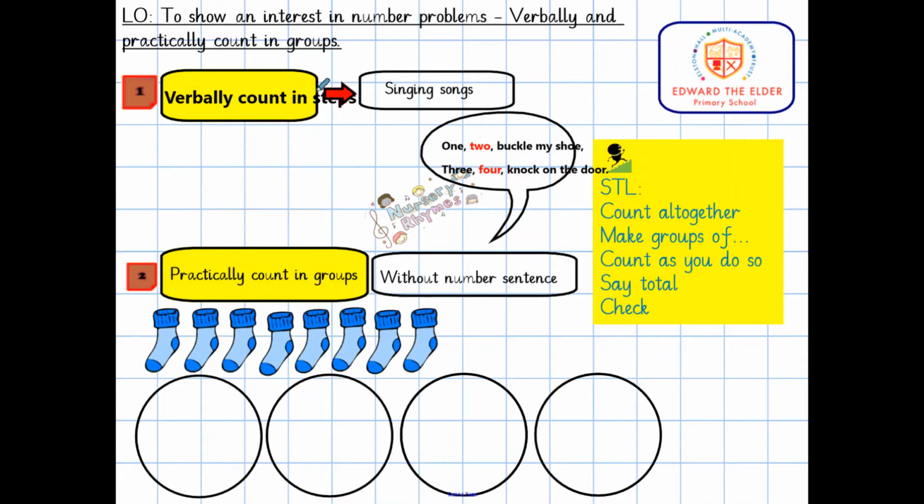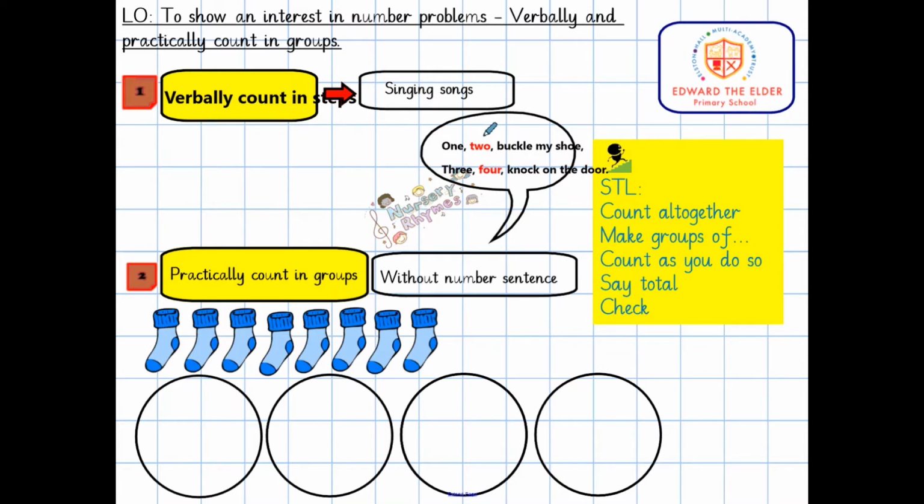The purpose of this video is to show you the methods we use in nursery to teach verbally and practically counting in steps or groups. Our learning objective for this session is for the children to show an interest in number problems. The key vocabulary used when teaching counting in groups are groups of, lots of, and count.